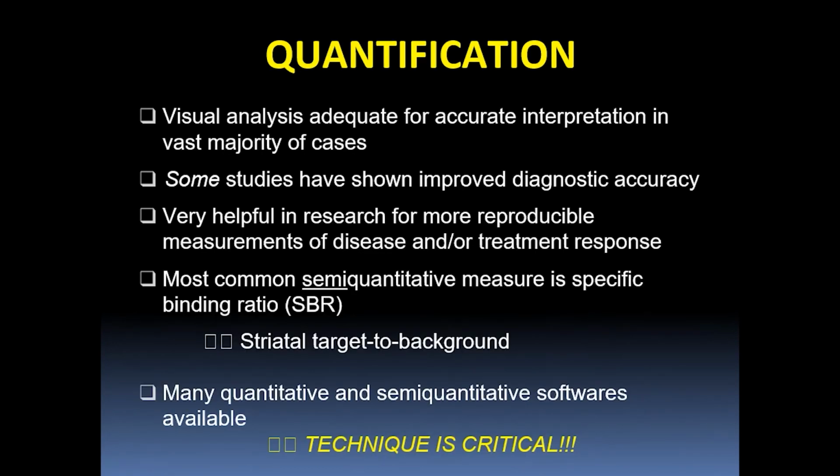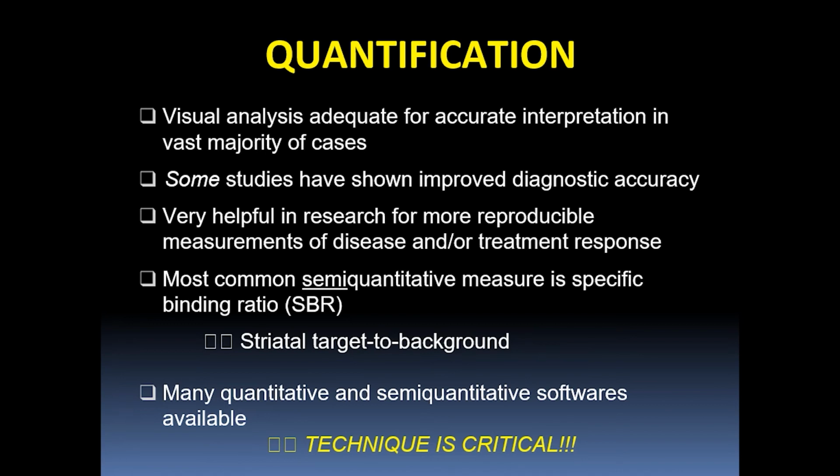So briefly, let's review the role of quantification. Like I mentioned at the beginning, visual analysis or qualitative assessment is fine for the vast majority of cases. But there have been some studies that have shown that quantification will improve diagnostic accuracy. It certainly can help diagnostic confidence, especially if you're not an experienced reader. It is also certainly useful as a research tool, being more reproducible than the subjective assessment, and it can also be helpful for measuring severity of disease, as well as potentially measuring response to therapies and things of that nature.